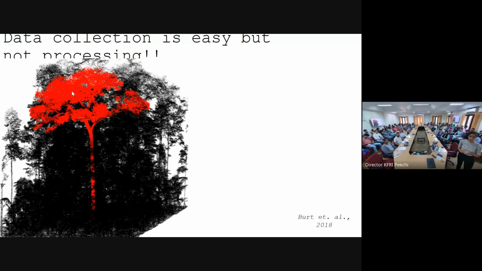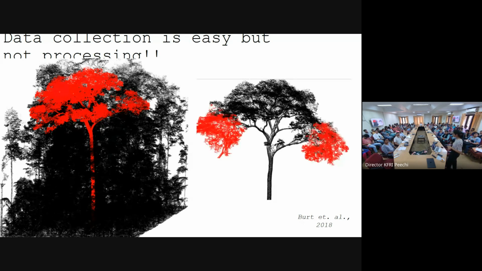The second part I want to say is that data collection is easy, but processing is really hard. What I showed was all processed data sets, but a lot of time goes into actually getting all these individual trees out of the data. Ideally, what we want is, this black is the plot level data, and we want individual trees like these red things very beautifully extracted from the data set. But in most cases, the algorithms that exist as of now will give you, even in the best case scenario, something like this.